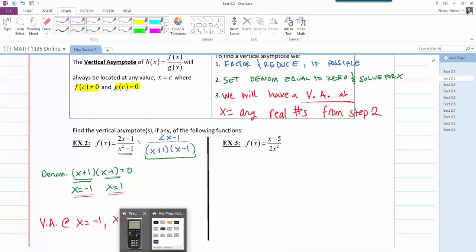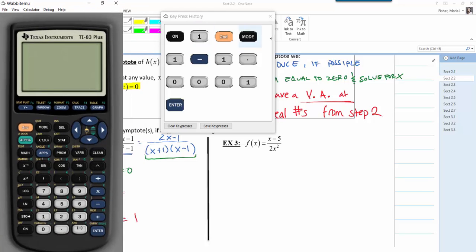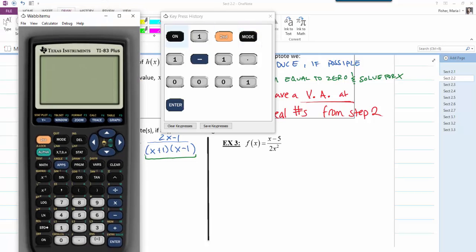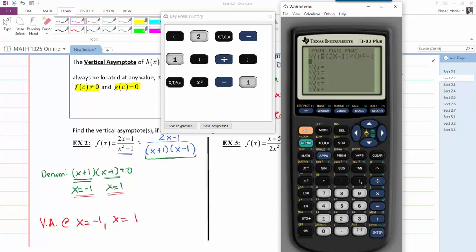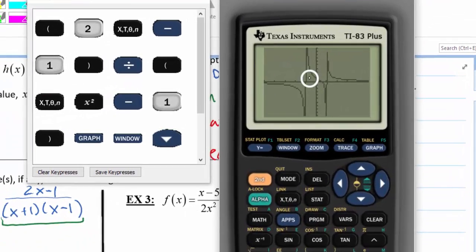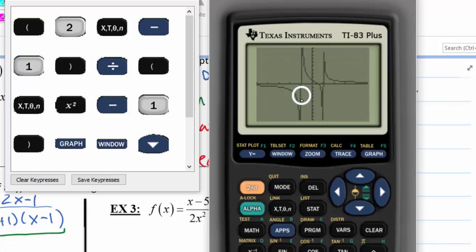Now, if we wanted to show that, again, we could use the calculator. So here in our y equals, we could put in the function. Our function is 2x minus 1 over x squared minus 1. I hit graph. Okay, so here's negative 1. This line that's drawn here on my calculator, this is an older version of this calculator, is actually the vertical asymptote. So here is the line x equals negative 1.